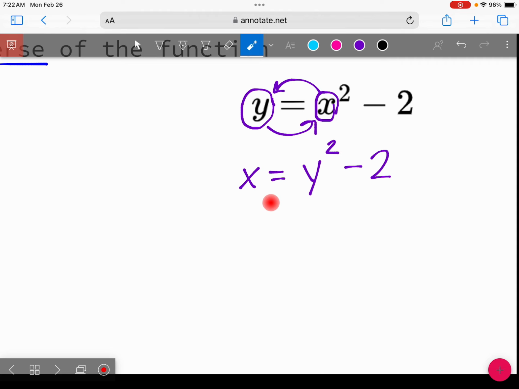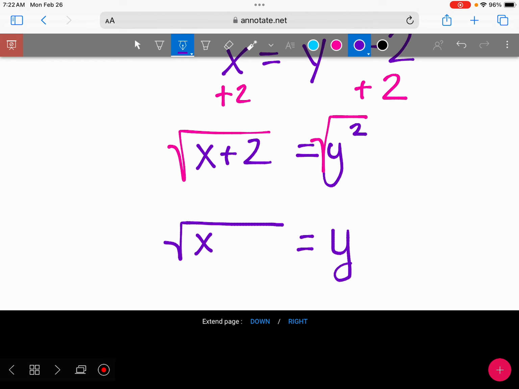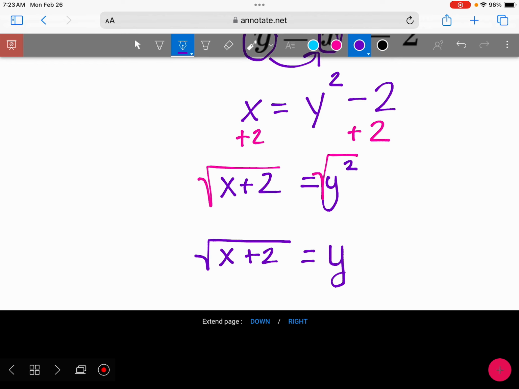What do we do to get y by itself over here? Super close. Plus 2, because again, addition and subtraction are inverse operations. They undo each other. So we have x plus 2 equals y squared. I still don't want to have y squared. I just want y. So how do we unsquare the y? Square root. So we're going to take the square root of both sides. So our inverse function is square root of x plus 2.